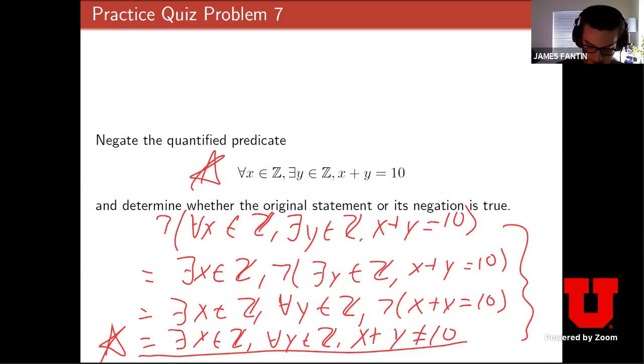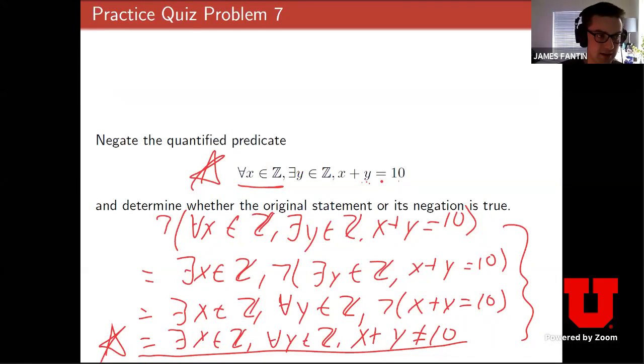But yes, for this problem, we're not asked to prove this, so we just need to think about it from a logic standpoint. Let's take a look at whether we believe the original statement is true or false: for every integer, there exists another integer such that x plus y is equal to 10. For every integer, we can find another one such that if we add it to x, we get 10. If you want to type in chat whether you think that statement is true or false, go ahead.